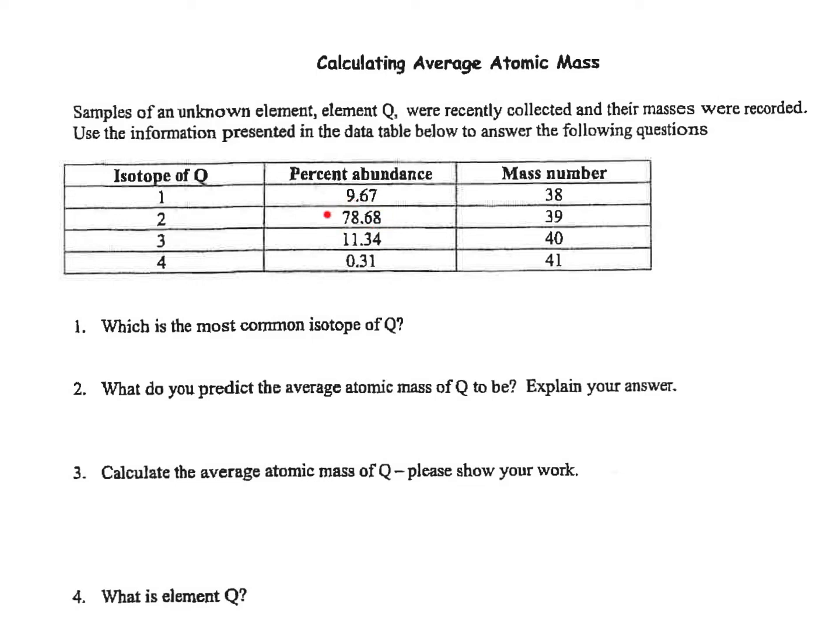Now, for element Q, we can see that the abundance of the second isotope is the most abundant. Okay, so the answer to number 1 here, what's the most common isotope of Q? It's going to be isotope number 2, or in other words, the isotope with a mass number of 39.